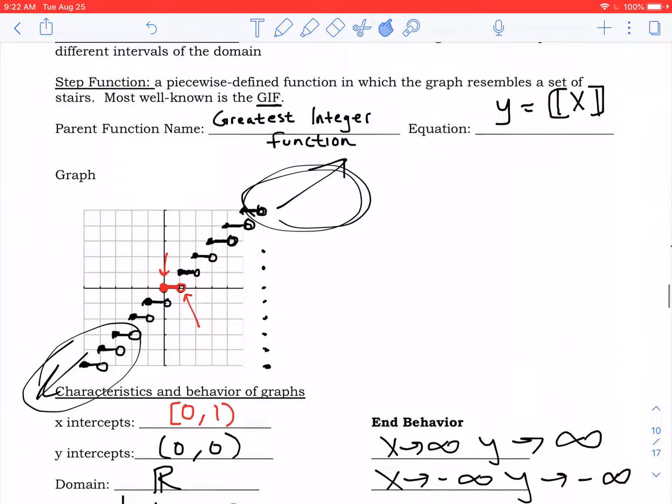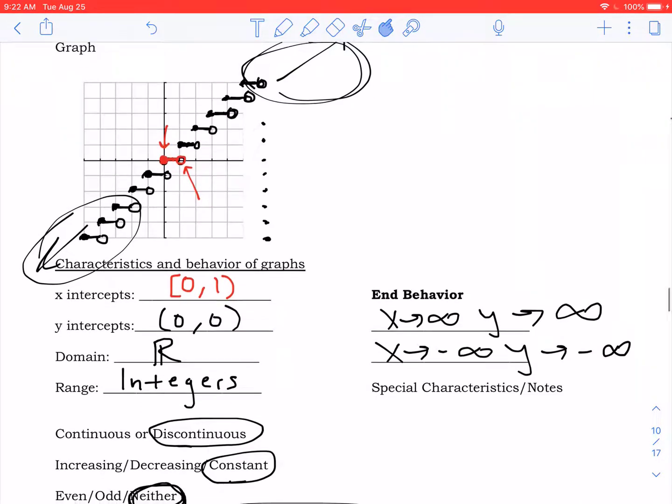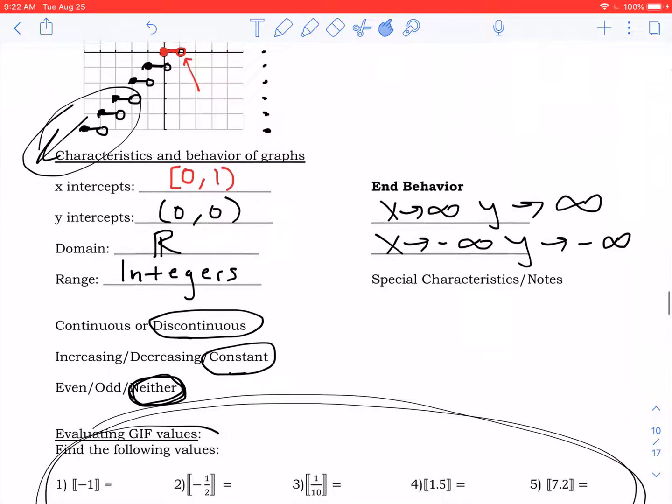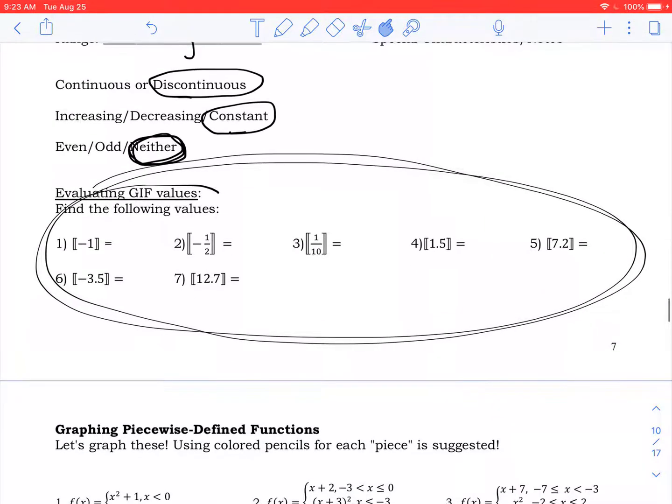And that's the greatest integer function. It's a weird function that we're not quite used to, and honestly we're not going to use it a whole lot in this class until much later in the year, but it is a very important function for calculus, so we're just kind of introducing you to it.